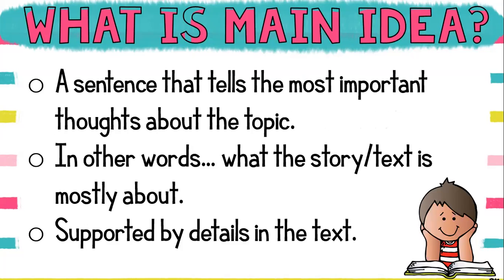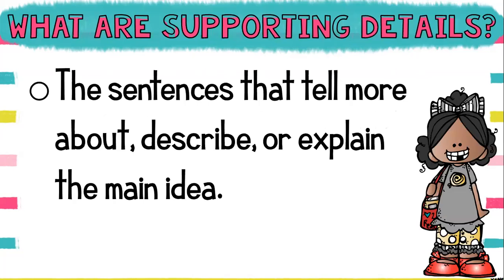And this is always supported by details in the text. So what are those supporting details? So supporting details are sentences that tell more about, describe, or explain the main idea. So I have my main idea, just like my ice cream cone, and then I have details that support that main idea in the text.